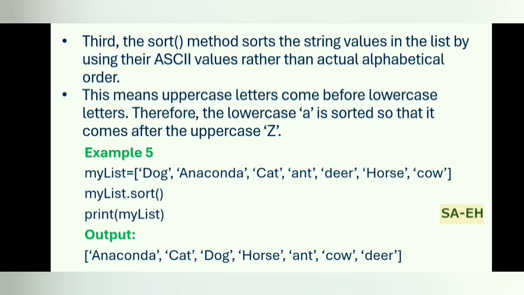The sort method sorts the string values in the list by using their ASCII values rather than actual alphabetical order. This means uppercase letters come before lowercase letters. Therefore, the lowercase a is sorted so that it comes after the uppercase z. The output is anaconda, cat, dog, horse, ant, cow, and deer. Here we can see all the uppercase letter words come before the lowercase letter words.